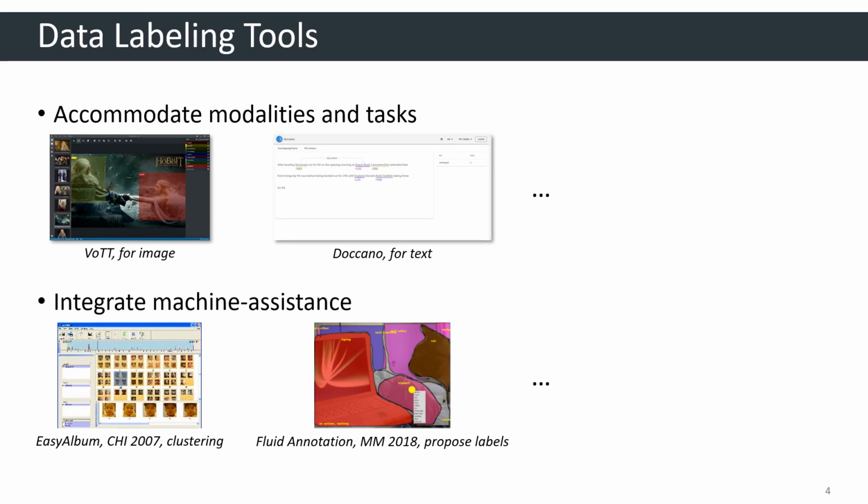Different scenarios require different labeling tools. The labeling tools may accommodate specific data modalities and label tasks. They may integrate techniques such as clustering data points and proposing tentative labels to provide machine assistance to annotators.